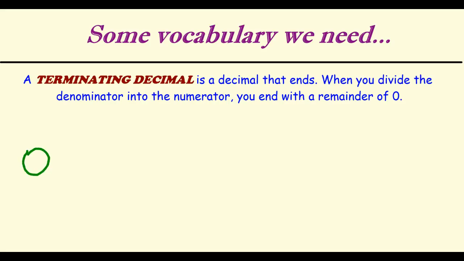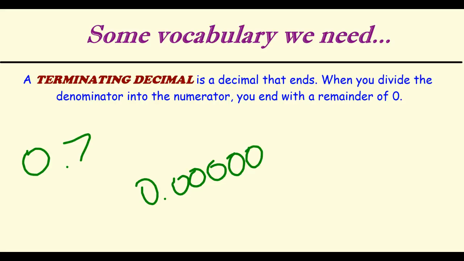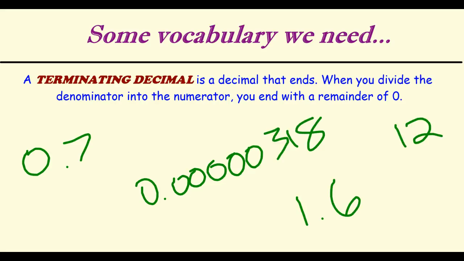Terminating decimals being things like 0.7, 0.000000318, 1.6, 12 even is a terminating decimal because the decimal value ends. All of those different types of things. So go ahead, pause the video, write down the definition of a terminating decimal, come back when you're ready to move on.